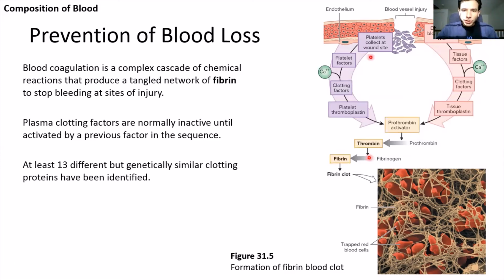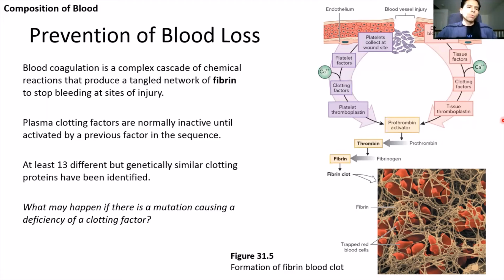Now, I quickly mentioned these clotting factors here, the platelet factors and the tissue factors. There are many of them. The idea here is that the clotting factors are normally inactive until they're activated by a previous factor in the sequence. And there are many of them, at least 13 different but genetically similar clotting proteins have been identified.